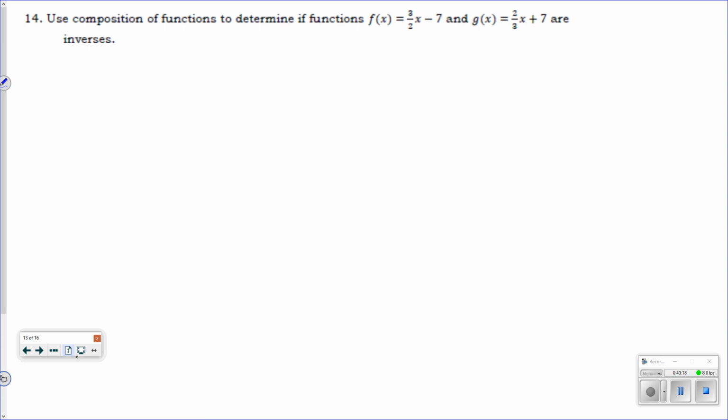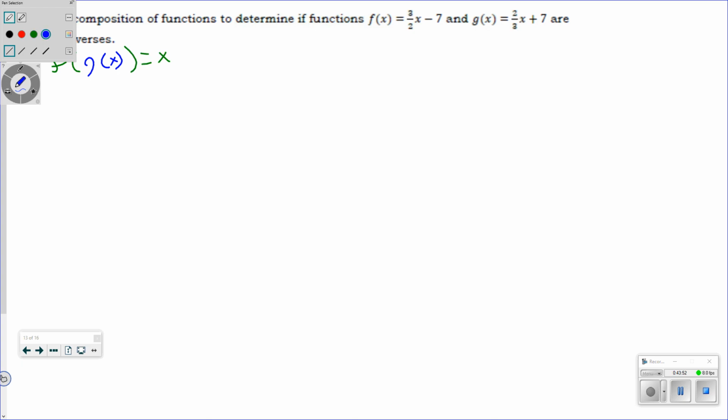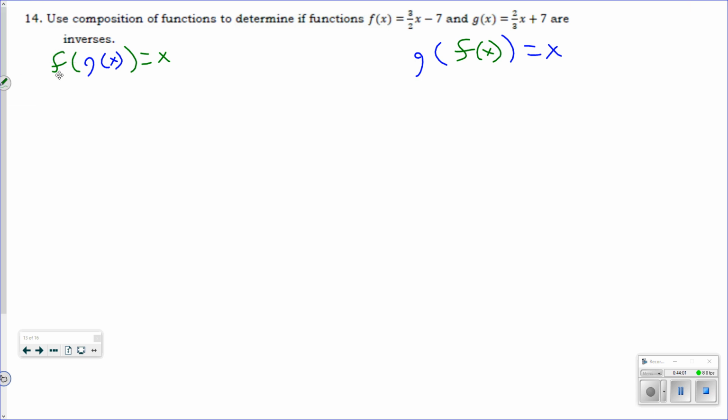Use composition of functions to determine if functions f of x equals 3/2 x minus 7 and g of x equals 2/3 x plus 7. So remember, what you need to solve is f of g of x is x, and also g of f of x needs to equal x. In other words, if you plug the functions into each other, they should equal each other. Actually, I'm going to pick different colors so you can kind of see what's happening. So f of g of x equals x. And at the same time, g of f of x equals x. So remember, I'm going to do the first one first on the left.